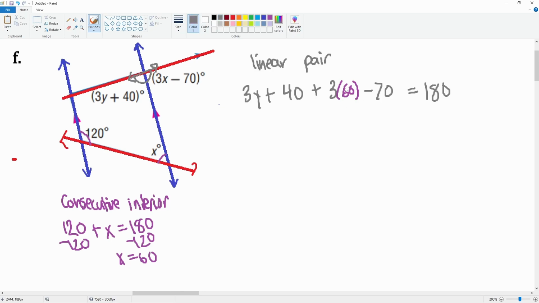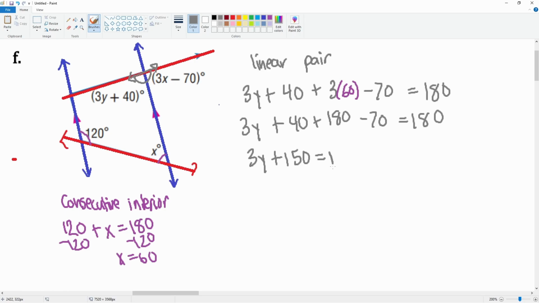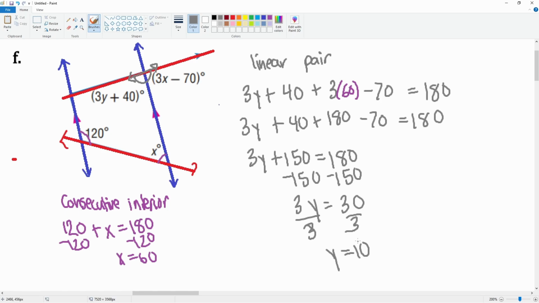So now let's just simplify. 3 times 60, I think that is 180. Bring everything else down, so bring 3y plus 40. The 3 times 60 is 180 minus 70 equals 180. Combine some like terms here. You have 40 plus 180 minus 70. This gets you 150. So 3y plus 150 is equal to 180. Subtract 150 from both sides, you get 3y is equal to 30. Divide both sides by 3, you get y is equal to 10.